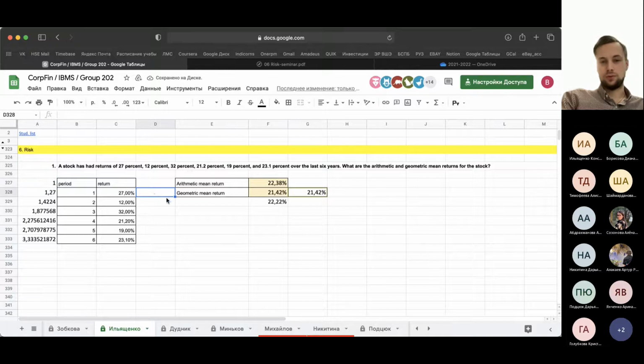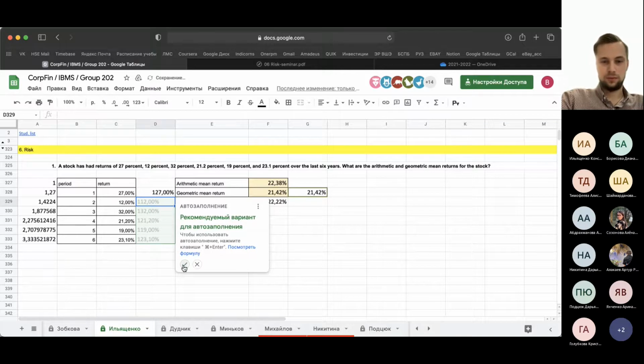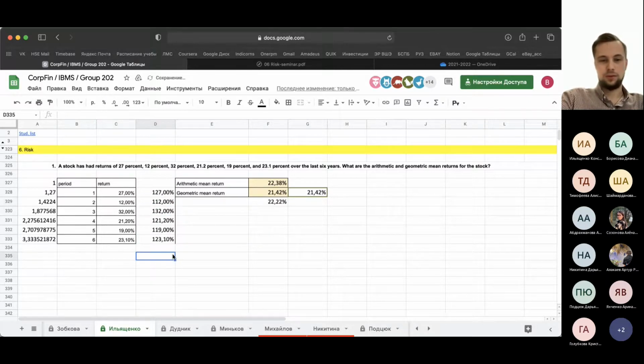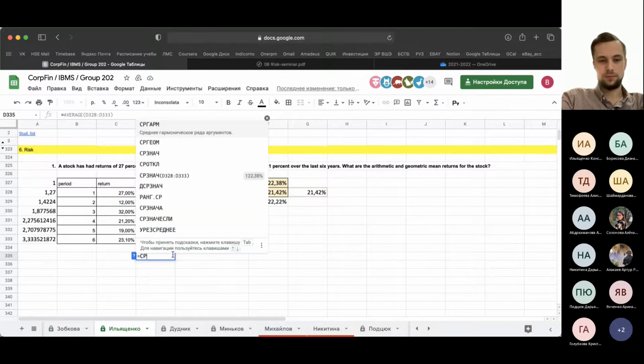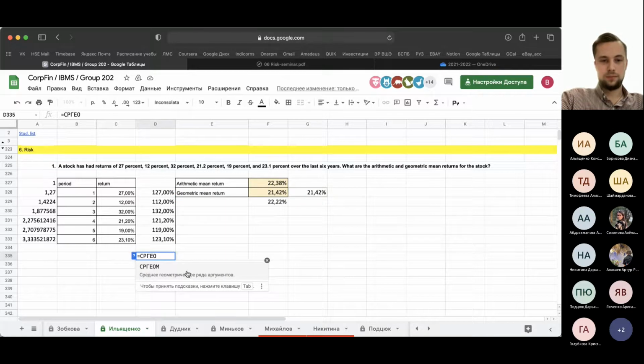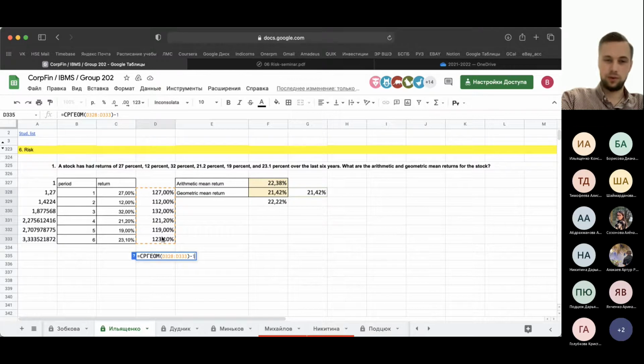If we want to use the formula of GEOMEAN, we can take not the returns themselves, but 1 plus returns. Then we can use this function, but we should subtract 1. So here we added 1 to every return. Here we subtract it and get the result.